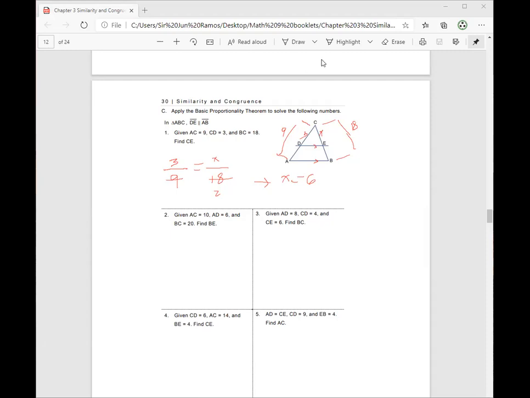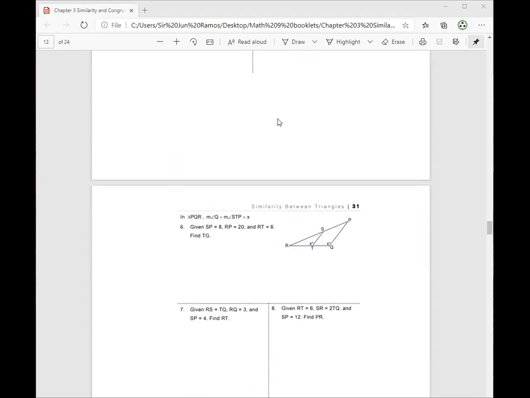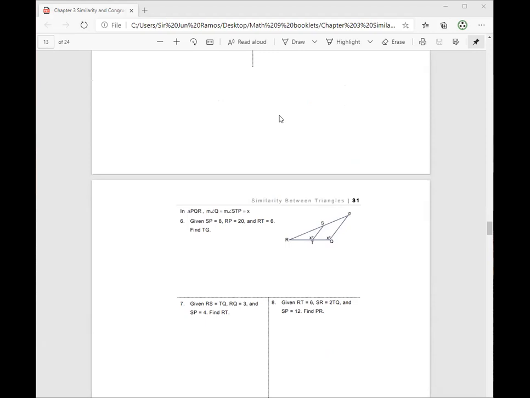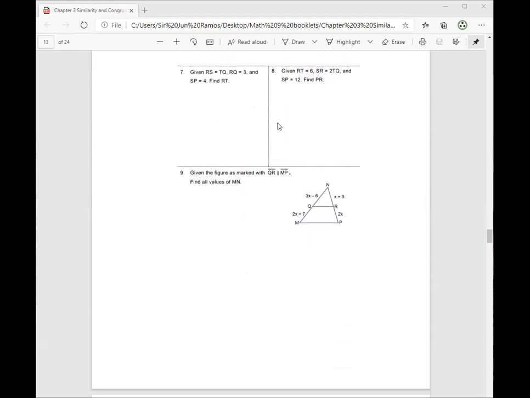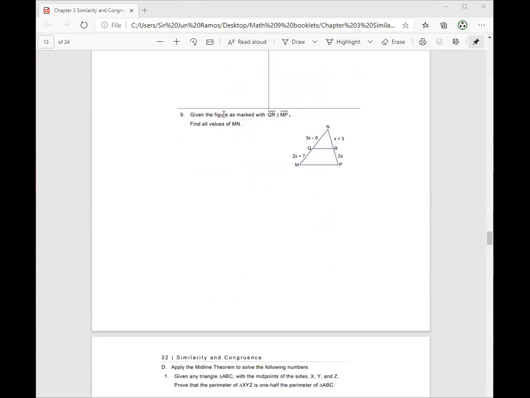Okay? Now, I want us to slide through similar problems here. Find from the given figure, QR is parallel to MP, so you can apply the basic proportionality theorem. And it says here, find all the values of MN. Okay, before we can find the values of MN, we have to find the value of X. So the quickest ratio that we can produce here will be what?